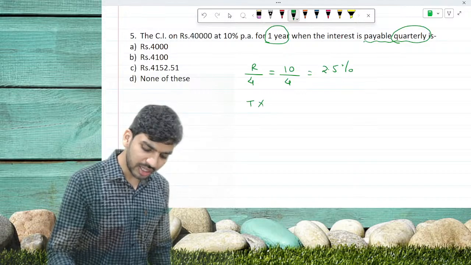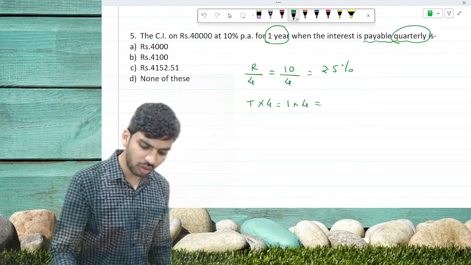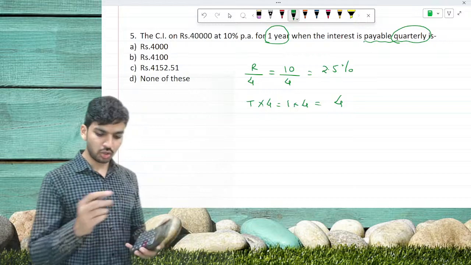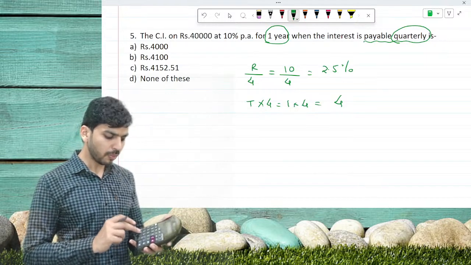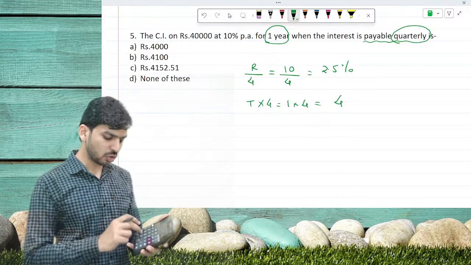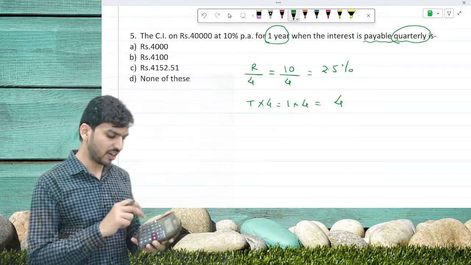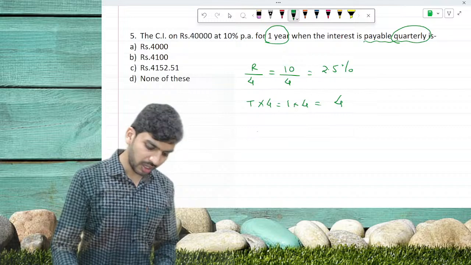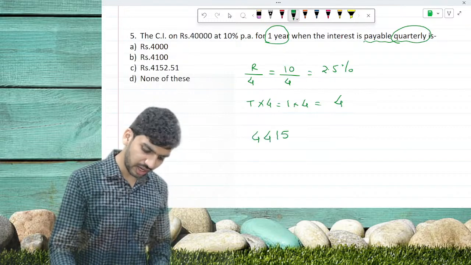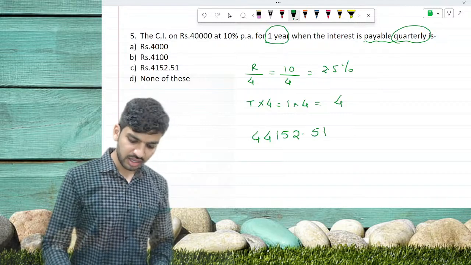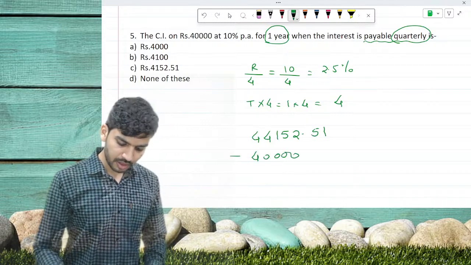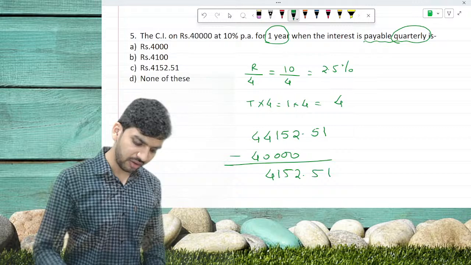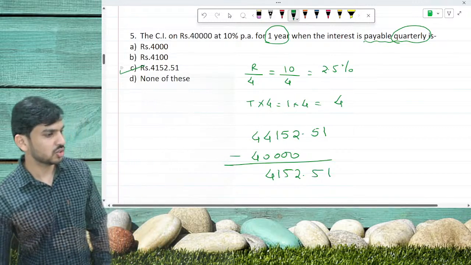Time is 1 year. That means time should be multiplied by 4. That is 1 multiplied by 4. It is 4 years. Now, principal amount is 40,000. So 40,000 plus 2.5% one time, plus 2.5% two times, plus 2.5% three times, plus 2.5% four times. Answer comes out to be 44152.51. Subtract the principal amount and your value will be 4152.51 is your compound interest.